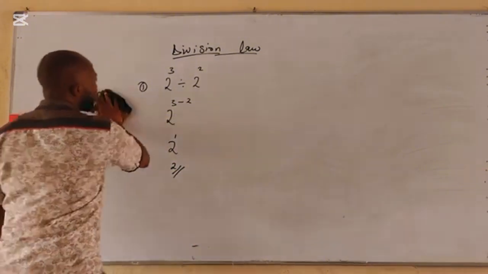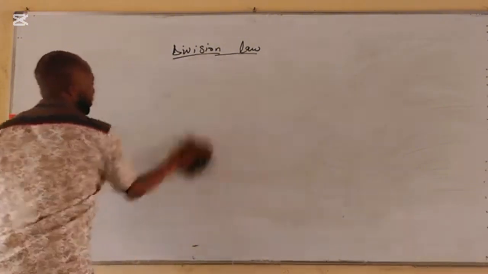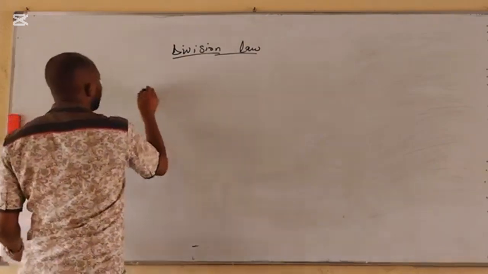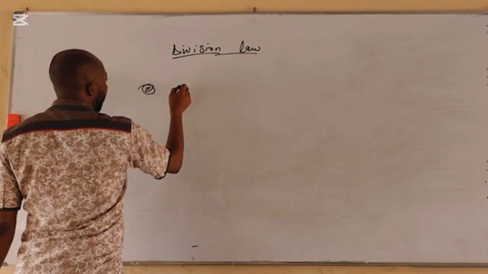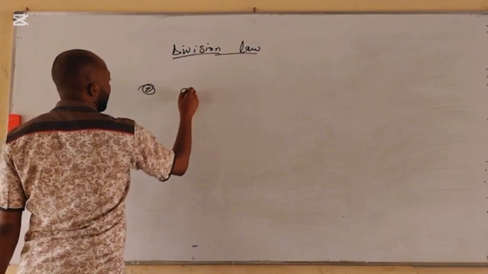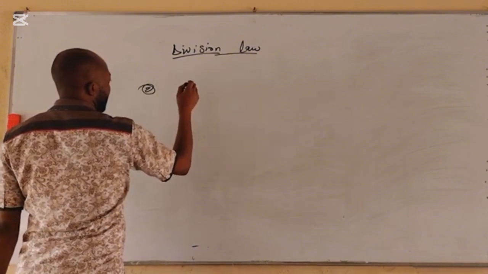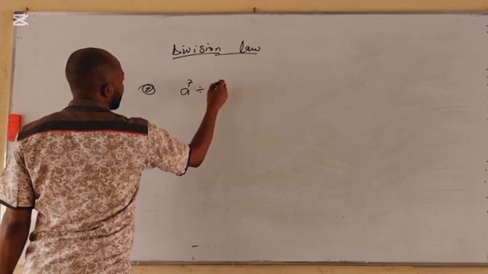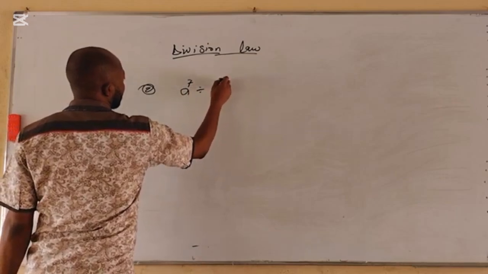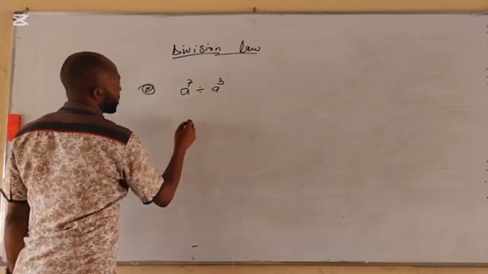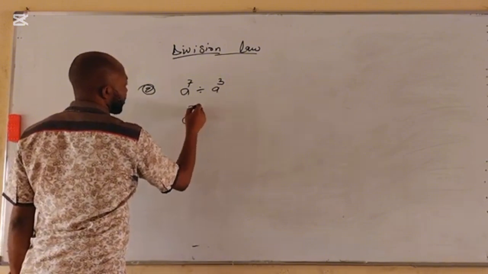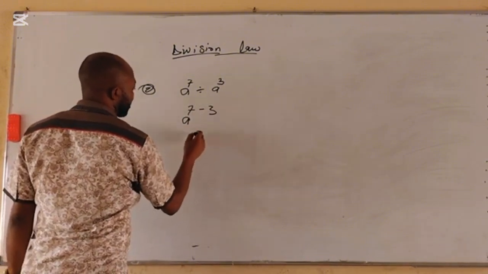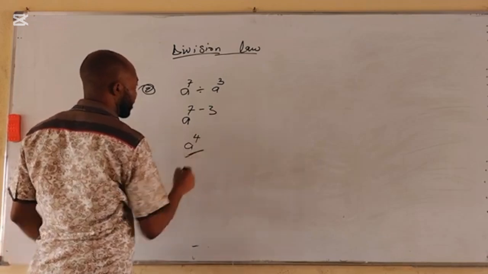Let's take another example. Let's call it example 2. a raised to the power 7 divided by a raised to the power 3. This is a raised to the power 7 minus 3. This is a raised to the power 4. This is your final answer.